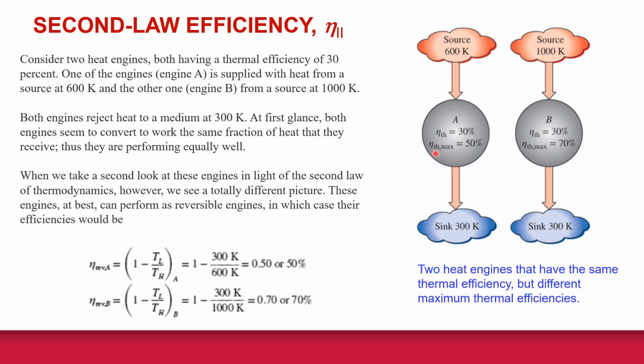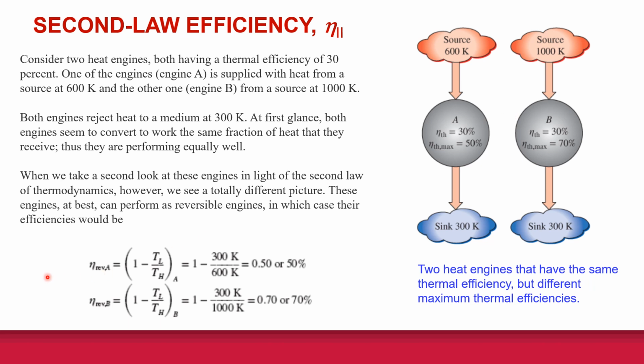This one takes in at 600 and ejects it to 300. This one takes in at 1000 and ejects it to 300. The thermal efficiencies are the same. Well, obviously something's different here, right? Because this one's at a lot higher temperature. So that's your first guess, that these heat engines aren't exactly equal. So let's take a look at these engines in light of the second law.